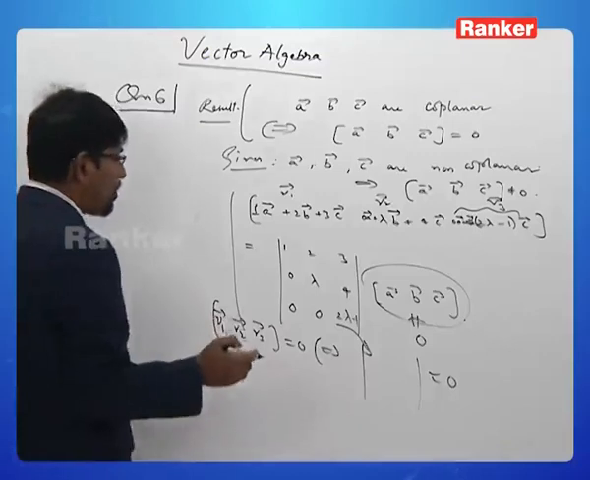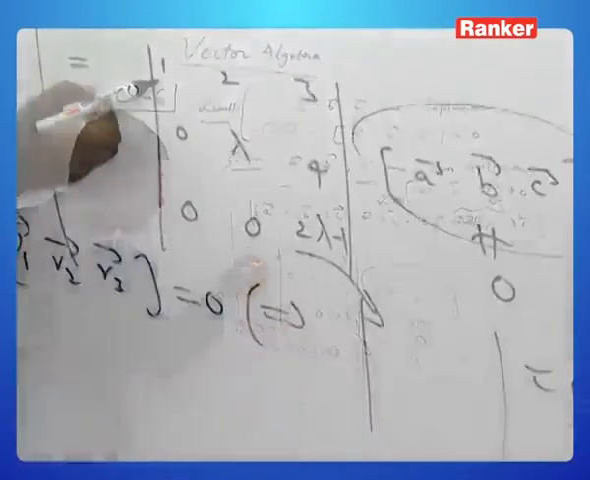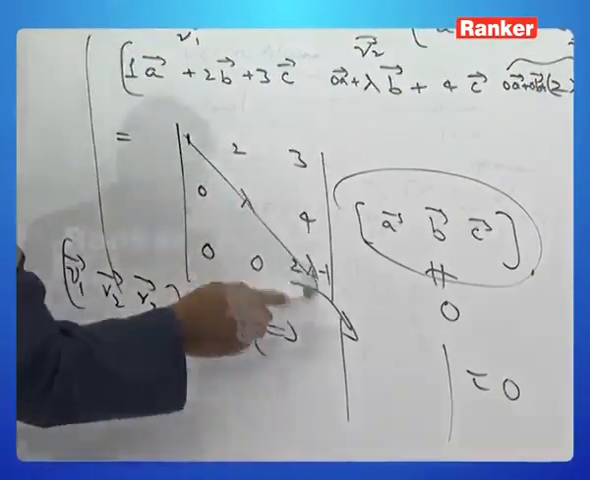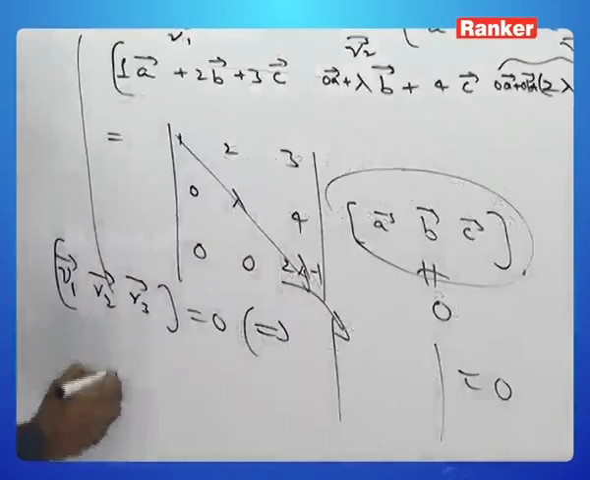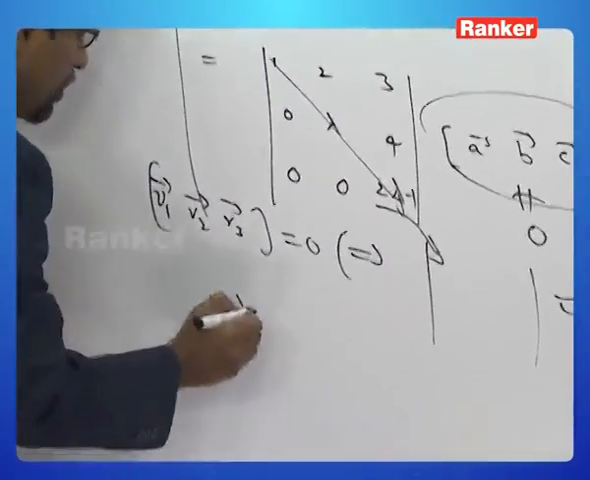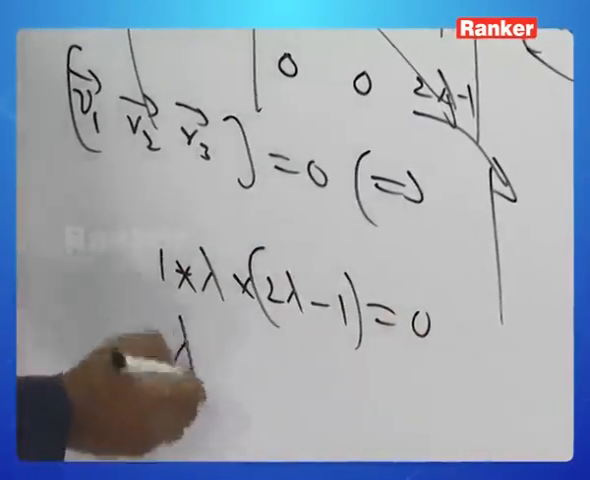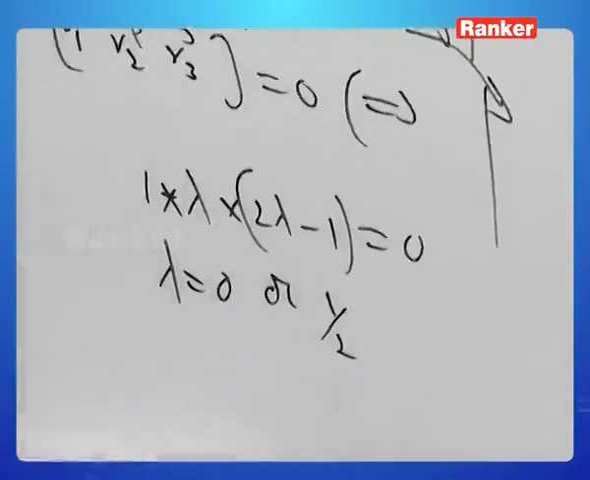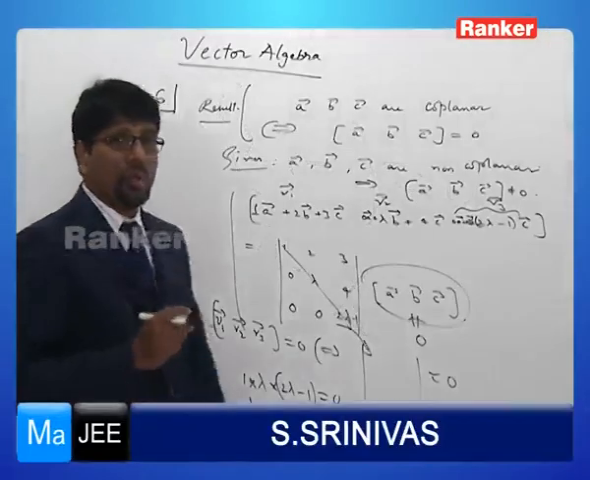Okay, but for how many values of lambda can this be 0? What is the determinant? This is clearly in the upper triangular form, so the determinant will be just the product of the principal diagonal entries. So what we get is 1 into lambda into 2 lambda minus 1 equal to 0. That means lambda is 0 or half. So for two values of lambda only, these three vectors can be coplanar.